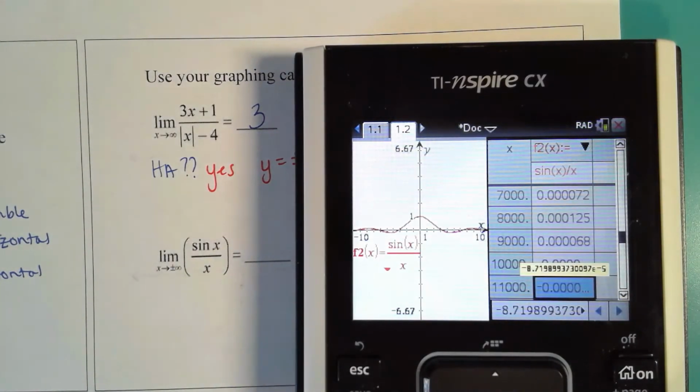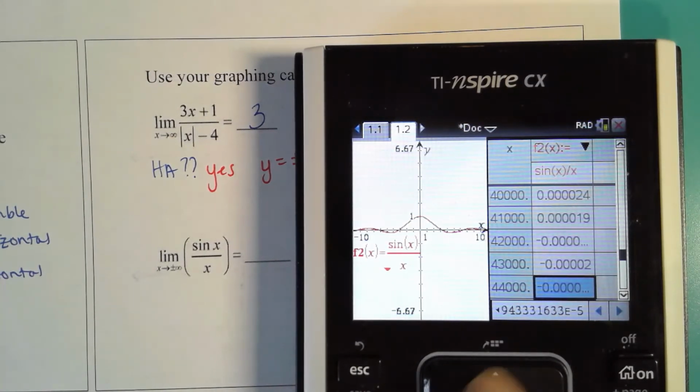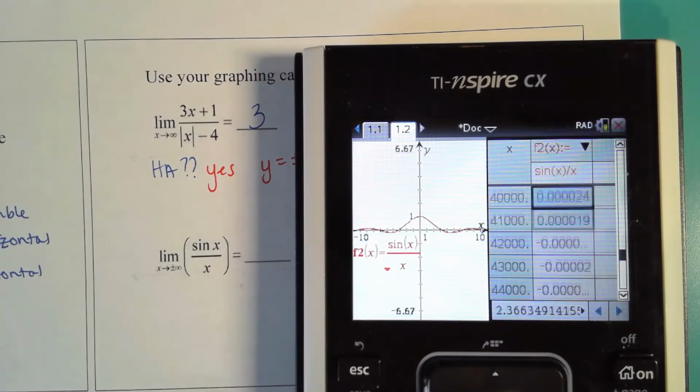So let's start going. And what you'll notice is some of them are positive, some of them are negative. But what are all those y values really close to? Now be very careful when you look down at the bottom there. That's tricky, isn't it? I think that's in scientific notation. That's not helping us out here, is it? What are all these y values? They're really close to 0.